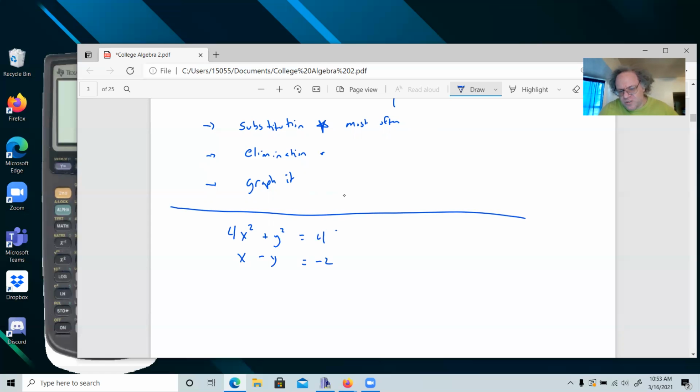It looks kind of like a circle, right? There's an x squared plus a y squared, but one side is kind of elongated. And then we have a line, right? x minus y equals -2 is a line. So what we're looking at is, how many times does a line go through an ellipse?